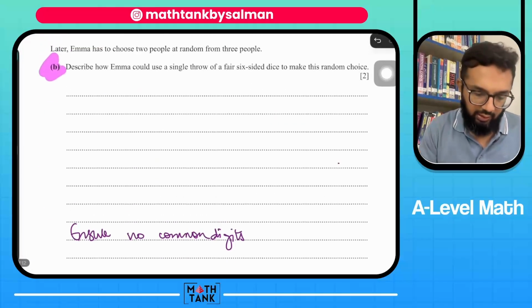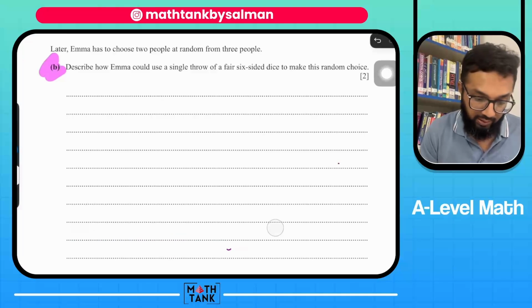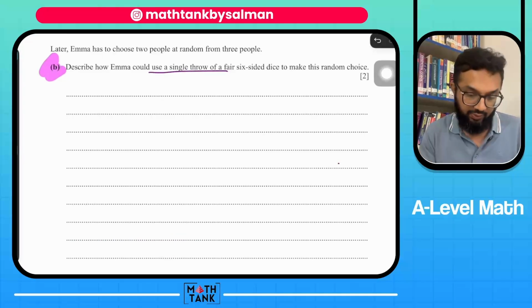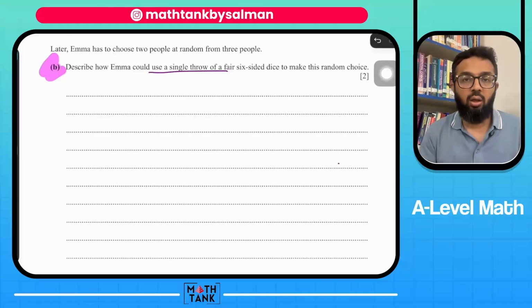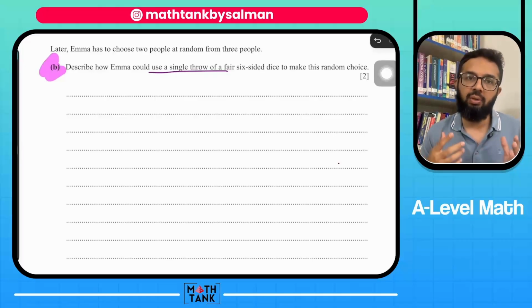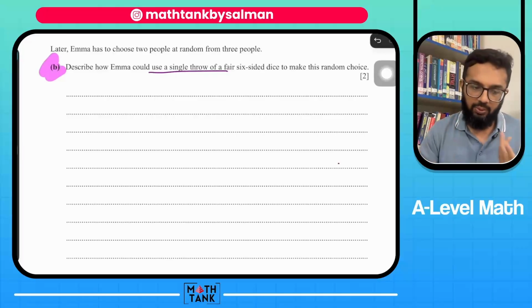Okay. Then it says later Emma has to choose two people at random from three people. Describe how she could use a single throw of a fair six-sided die to make this random choice. Now, remember that this question is different. It is asking you to choose two people in one throw. That means that the outcome should be assigned in such a way that even one turn results in two outcomes. Okay, how is that going to be possible?